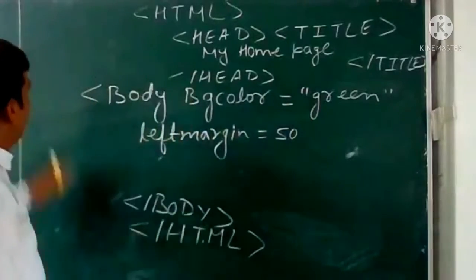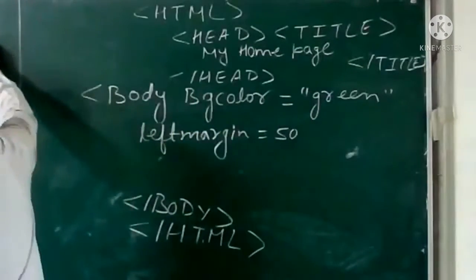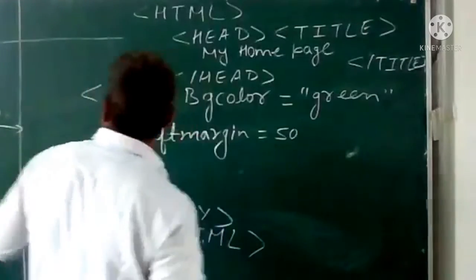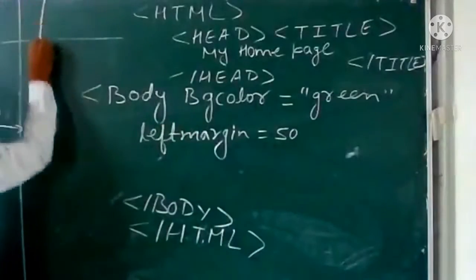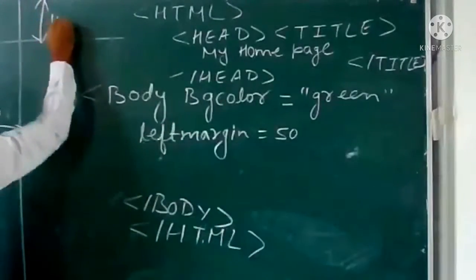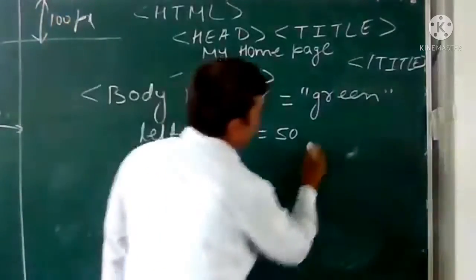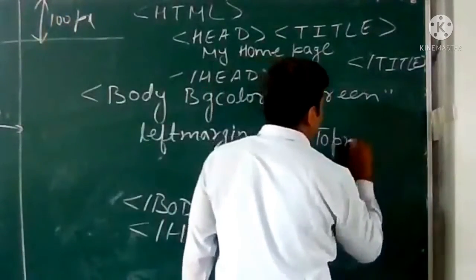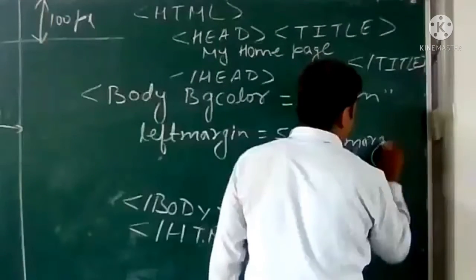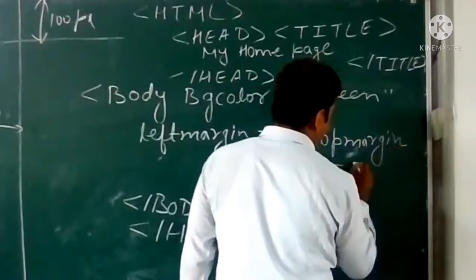Now, if you want to set the top margin, if you want to leave space at the top of the web page, that is the top margin. This is the top margin. And if you want 100 pixels, what do you write? Top margin equals to 100.